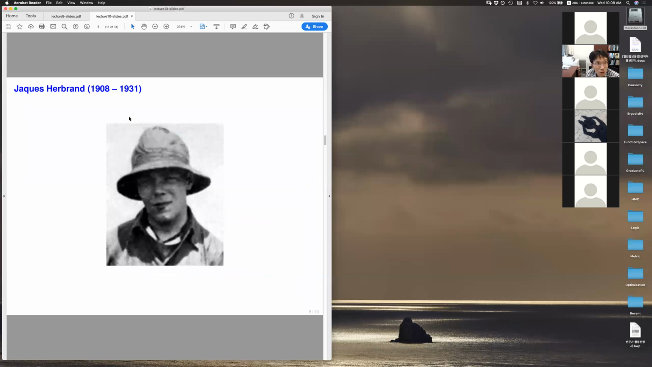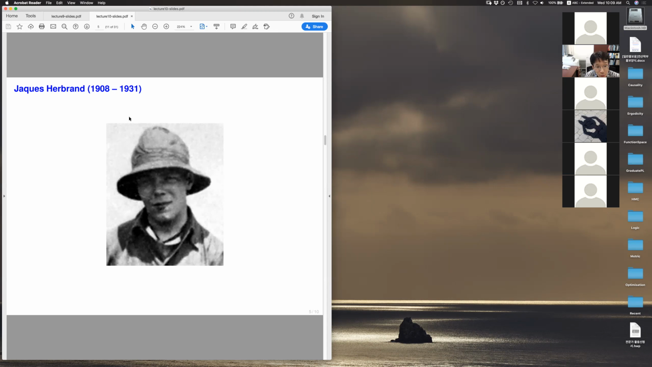So Herbrand, according to what I read in Wikipedia, died very young. He died when he was 23 years old. I heard he finished his PhD thesis when he was 21. And although he was very young, famous mathematicians like Hasse and Courant thought Herbrand was one of the best young mathematicians during that time.